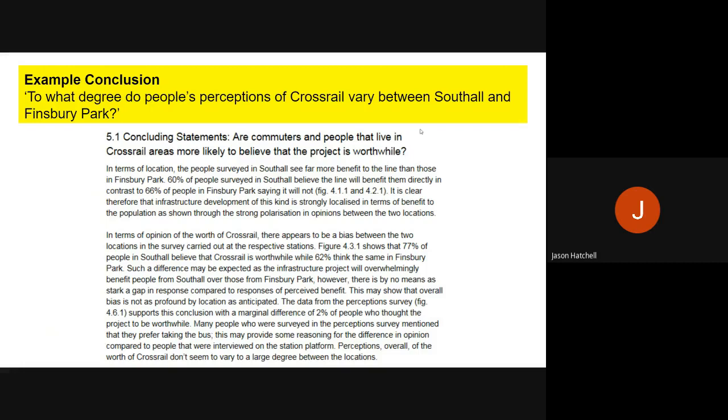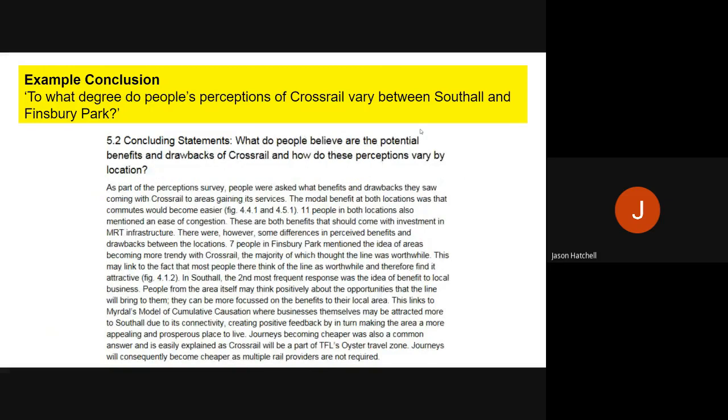Key question 2, what do people believe are the potential benefits and drawbacks of Crossrail? And how do these perceptions vary by location? So this one is looking at advantages and disadvantages of the Crossrail project. So the student says people were asked about these. The student also says that there was a mode involved, in other words, a commonality involved in both locations, people mentioning ease of congestion. Also, people mentioning the idea of areas becoming more trendy because of it and the impacts of, for example, wealth.